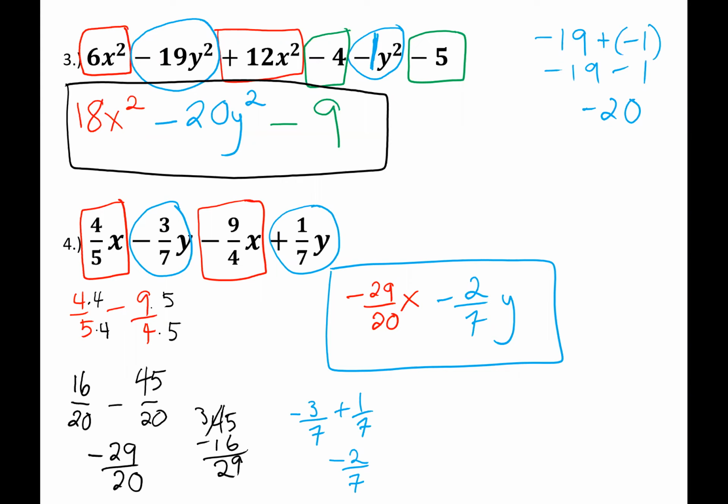So I'm going to leave the fractions as they are. Negative 29/20 x minus 2/7 y. In other words, the 29/20, even though it's improper, I'm good with that. Leave it. Don't change it to a mixed number.